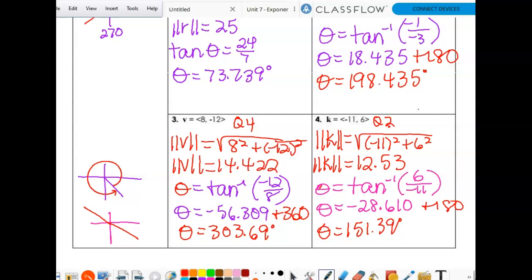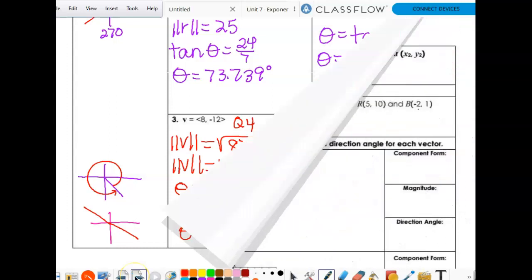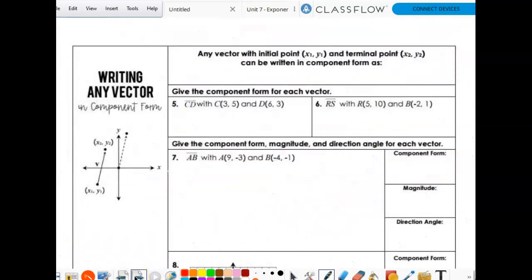Okay? Is everybody okay so far? Okay, on the back. So if the vector is not at the origin, the second point, if it's at the origin, is 0, 0. So if it's not at the origin, we're going to write our vector like this. We're going to take the second minus the first.